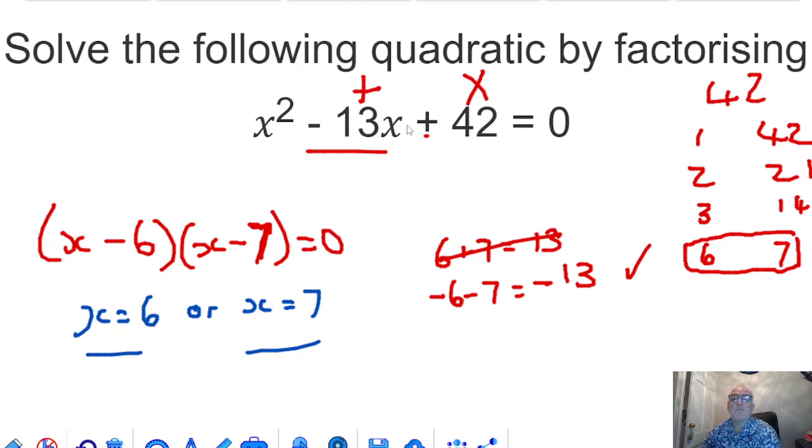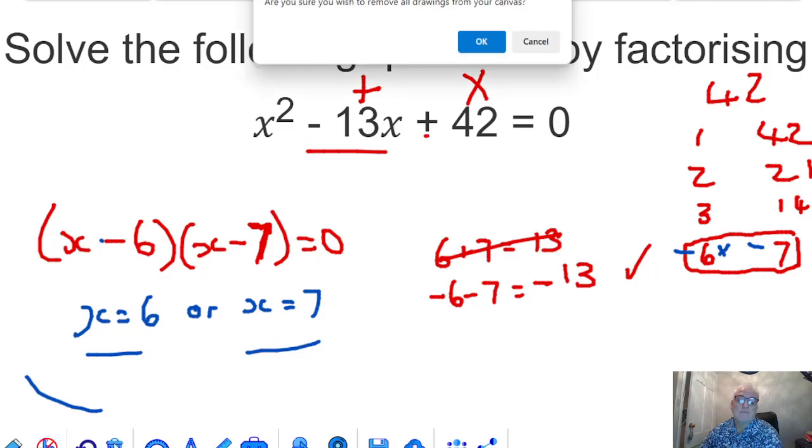Slightly more difficult in the sense that we're trying to remember that rule that a negative multiplied by a negative is going to equal a positive. But other than that, exactly the same process. So let's look at the next one.